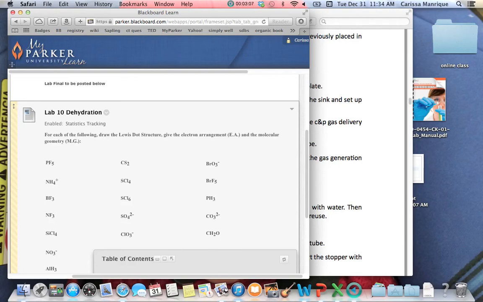Anyway, that's the motivation behind shapes: how far apart can we get the bonds, because they don't want to be together. Anyway, so we're going to be looking at Lewis dot structures and shapes. And good luck with that.